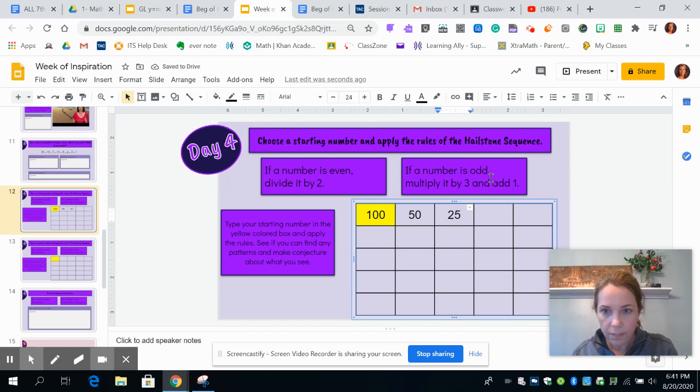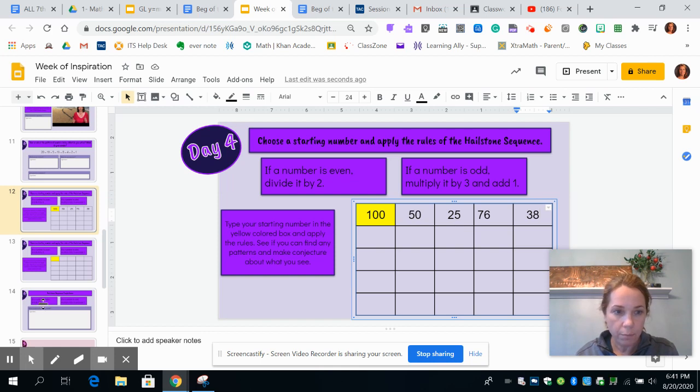Okay, now 25 is odd. So 25 times 3 on my calculator is 75, plus 1 is 76. So I write 76 there. Okay, now 76 is even. So 76 divided by 2 on my calculator is 38. Now I'd like you to try to finish at least 2 rows. So try to continue on.